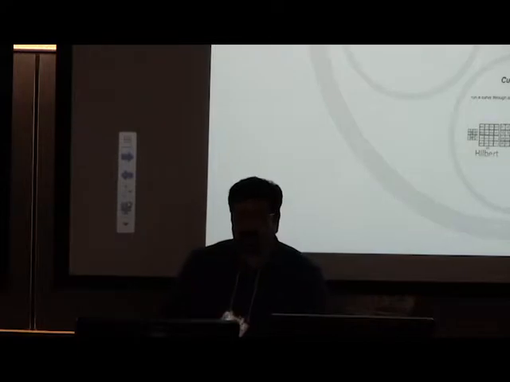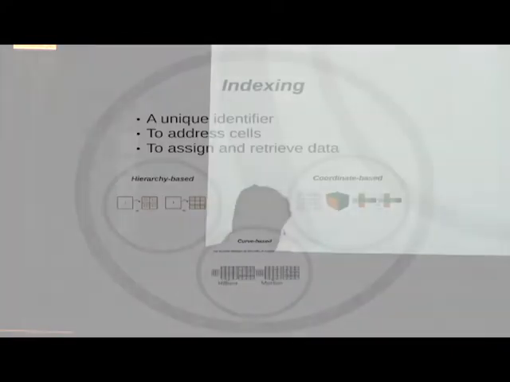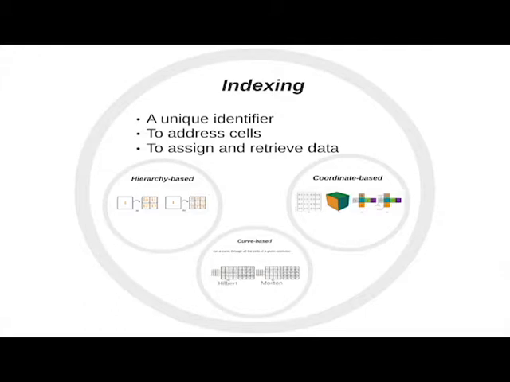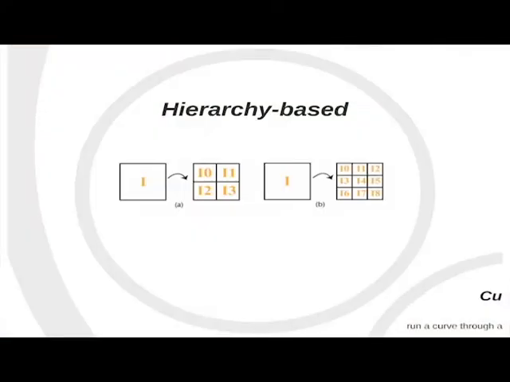And finally, we need some kind of indexing for cells, as a unique identifier to address cells and to assign and retrieve data from cells. One general approach to solve this problem is hierarchical-based indexing. The indices of the children cells are inherited from the index of the parent cell by just adding a postfix or prefix number. This is called hierarchical-based. If you have this kind of indexing, then traversing the hierarchy of cells is very straightforward and very efficient.